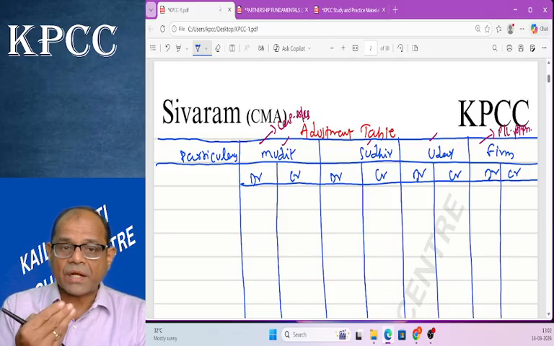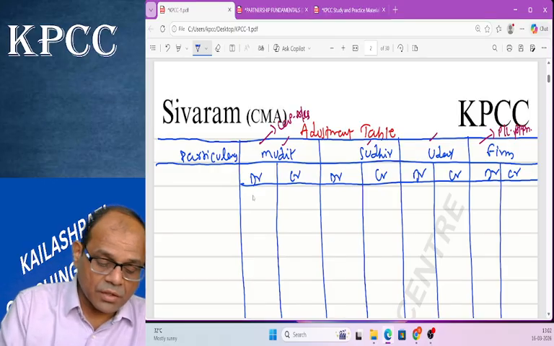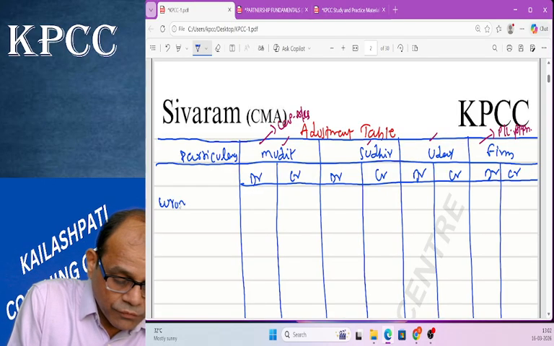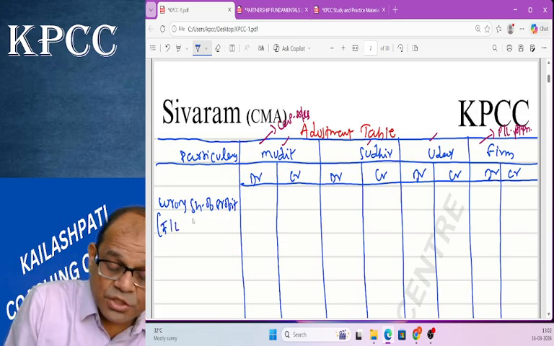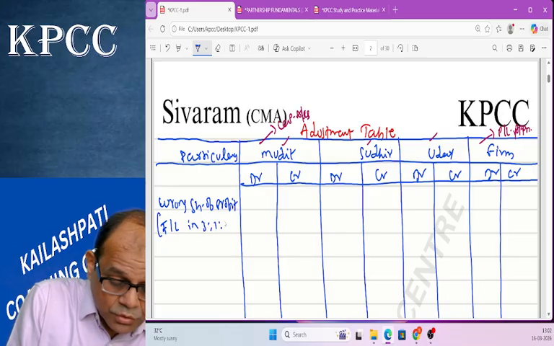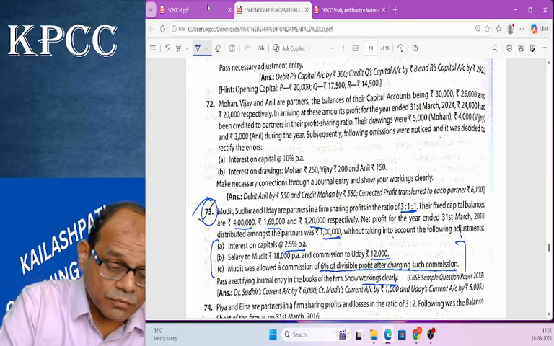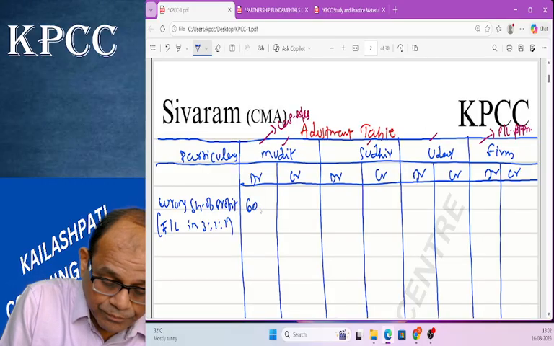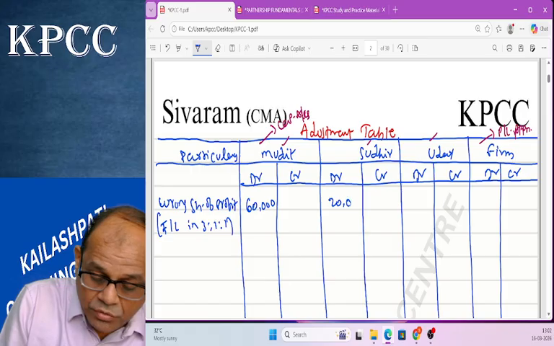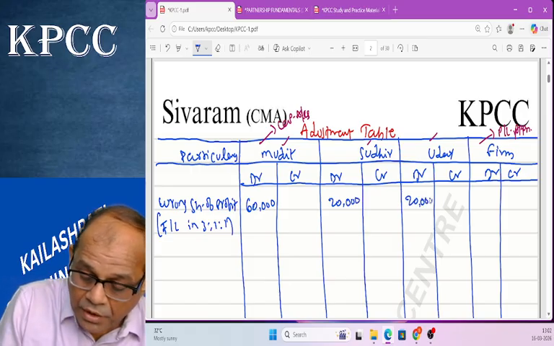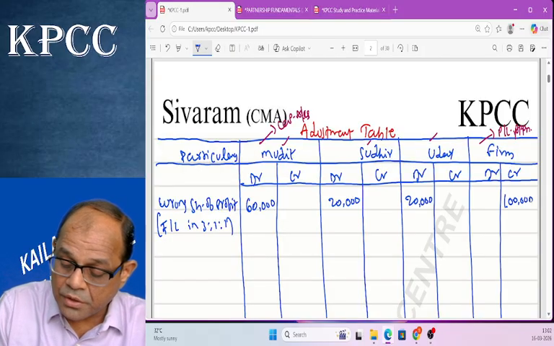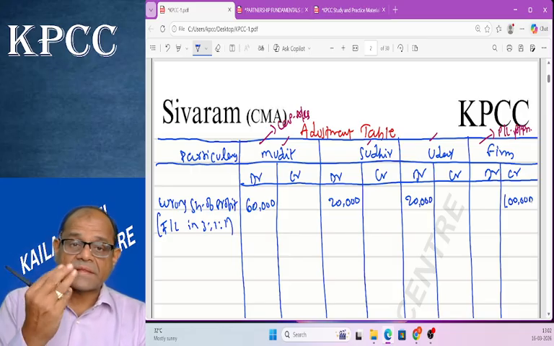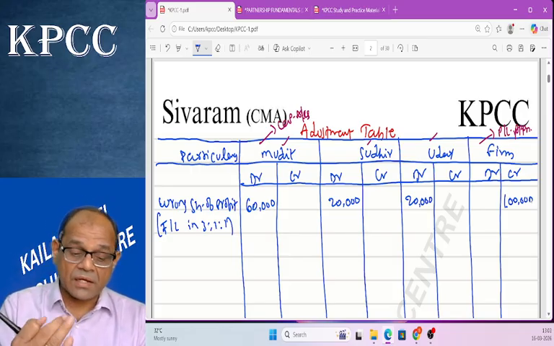Okay. Now to take it back, what will you do? You will debit. Now we will write down here wrong share of profit, rupees 1 lakh, shared in 3:1:1 ratio. So 60,000, 20,000 and 20,000, and give back that money to the firm. Profit and loss appropriation credit. Then 3 things they have missed: interest on capital, salary, commission.